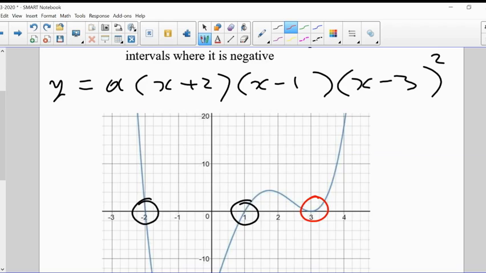Not so much that. What I'm trying to get you to see here, Joel, is that the one at 3 is bouncing on the x-axis. It doesn't go through it, right? It doesn't actually cross the x-axis. It just bounces and goes back in the same direction. Whereas the zeros at -2 and at 1, the graph is actually cutting through and continuing through to the other side.